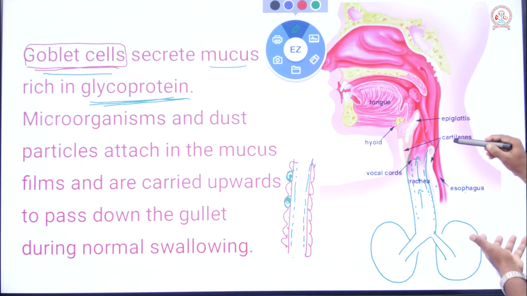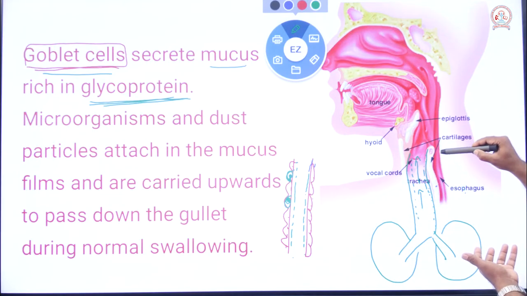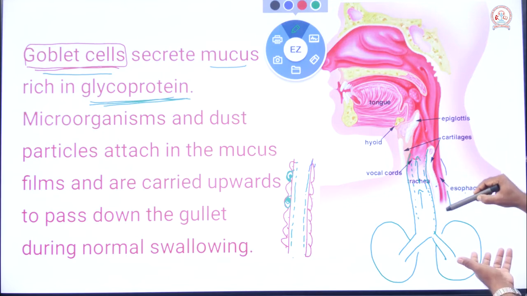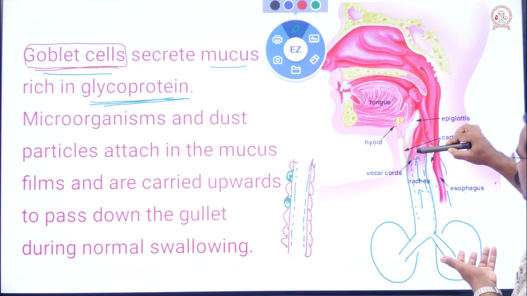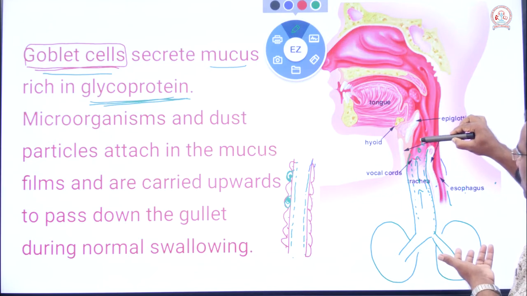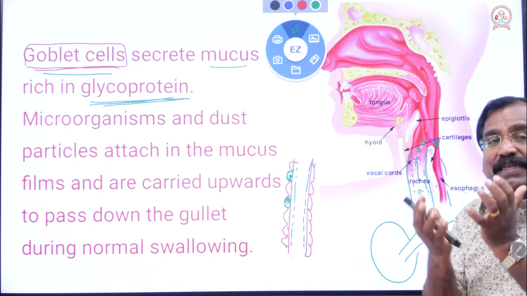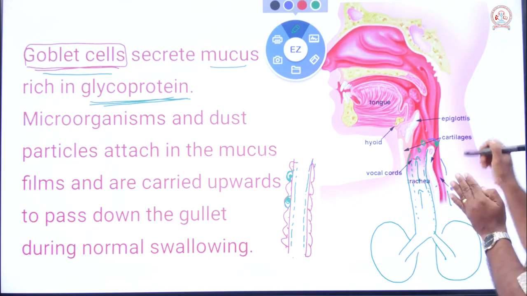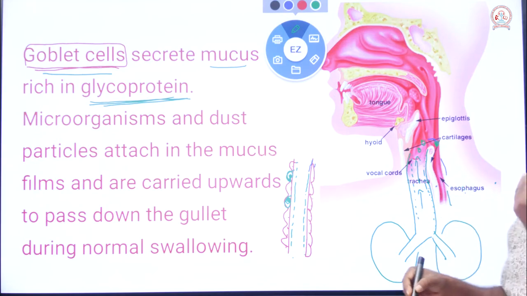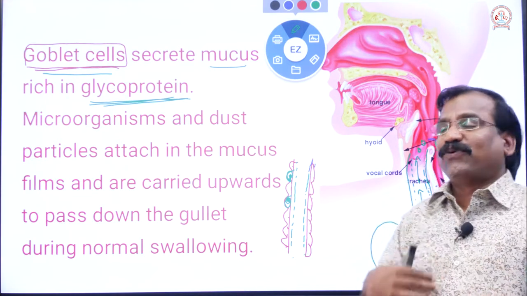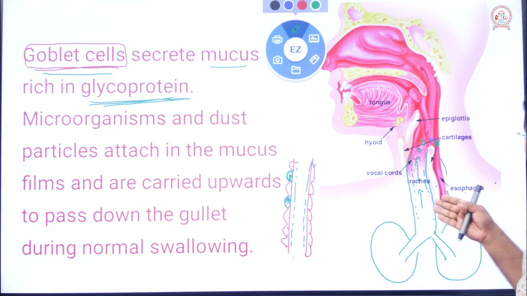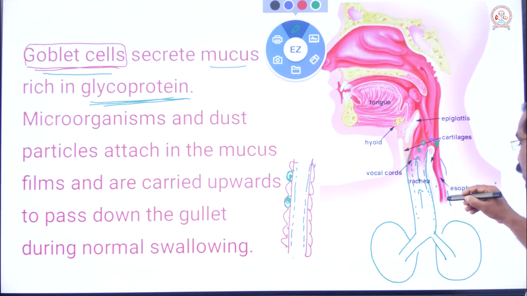See, listen here, this is the esophagus, that gullet region. The stomach and the mucus come up and go to the gullet region. The gullet is the entry point of the esophagus, and from the gullet the food goes through the esophagus, the food pipe, and reaches the stomach.